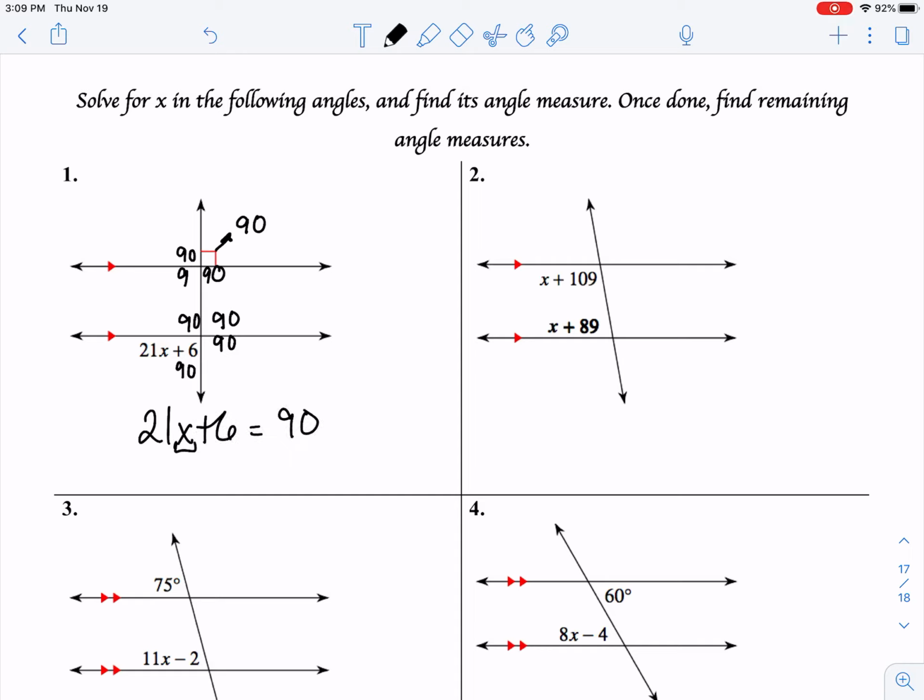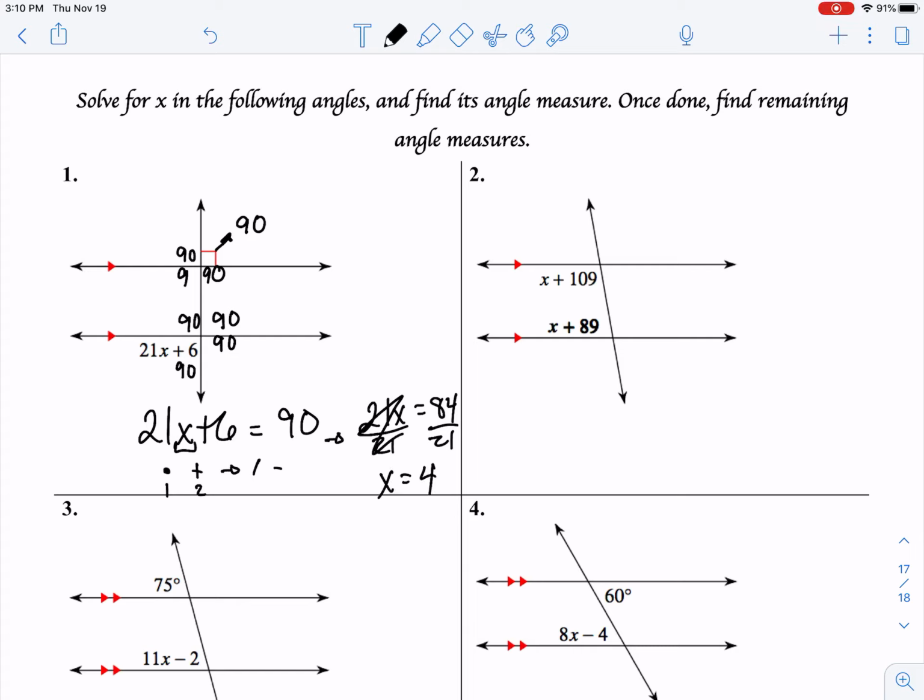Get x by itself, so order of operations backwards and the opposite. So I have multiplication and addition. So PEMDAS says this is first, this is second. So I'm going to do it backwards and opposite. So I'm going to use division and subtraction. What I mean by that is I'm going to take away 6 from both sides, and I get 21x equals 84. Right there was my subtraction. Then I'm going to divide both sides by 21. And x is equal to 4.